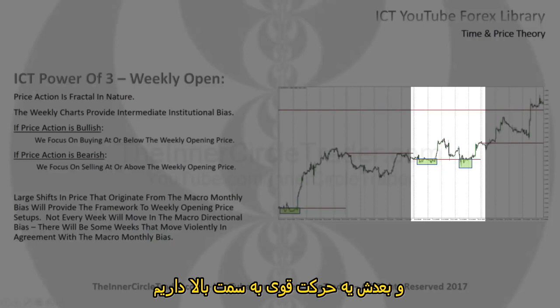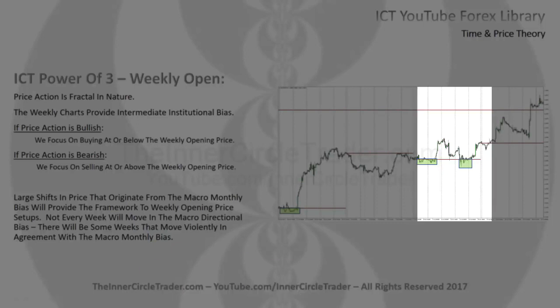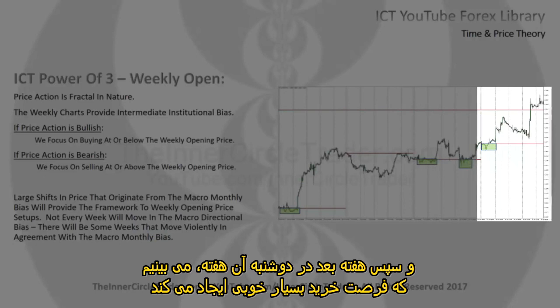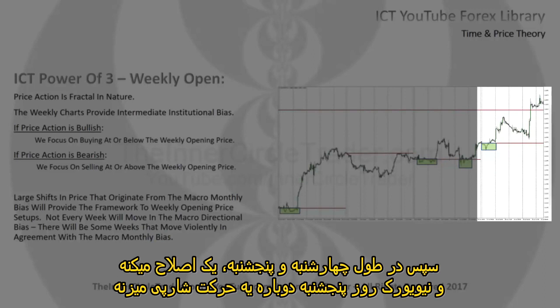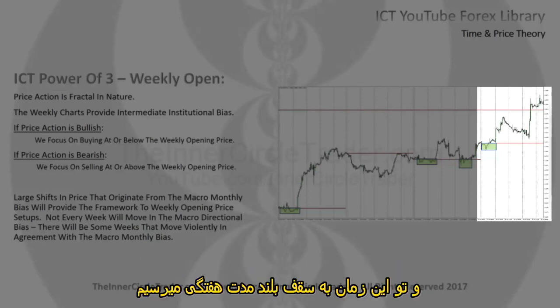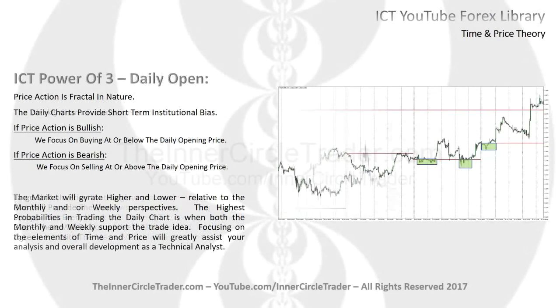And we see a subsequent explosive move to the upside. And then the following week, on Monday of that week, we see that it does create a very nice buying opportunity, and an explosive price movement ensues on Monday trading into Tuesday. Then during Wednesday and Thursday, there's a retracement, and then New York of Thursday has an explosive price move again, and that's when we see it trade up into that long-term weekly high.